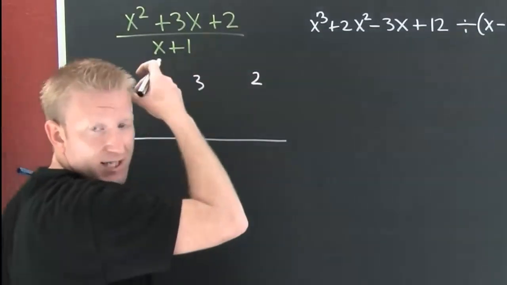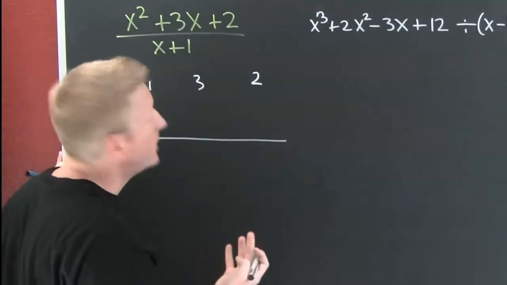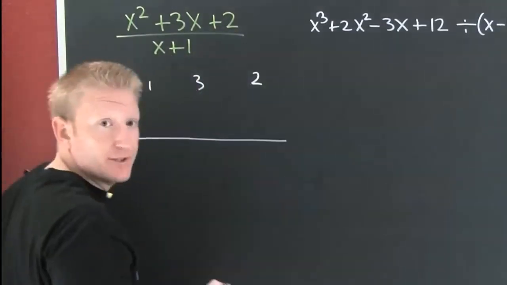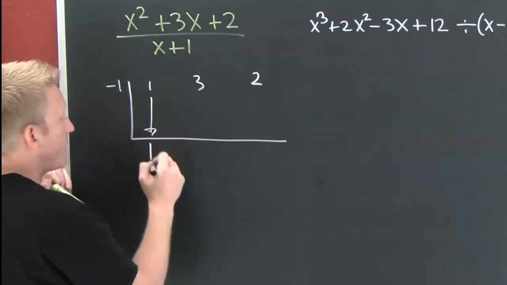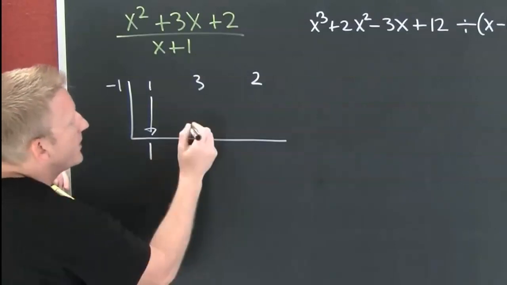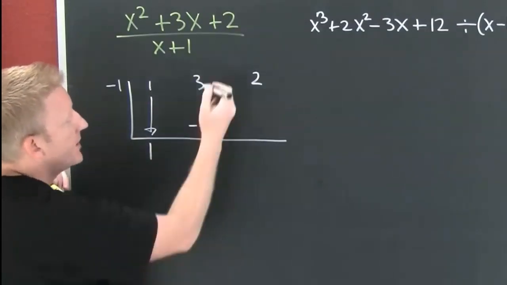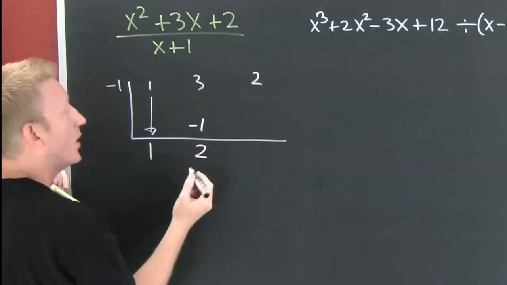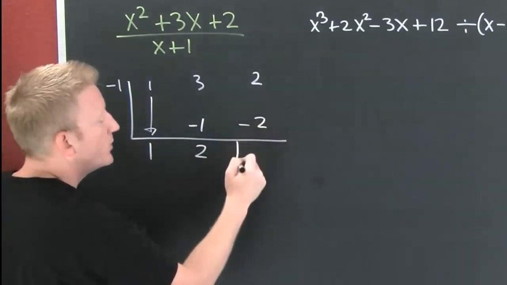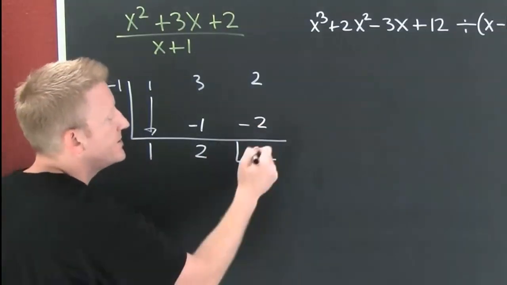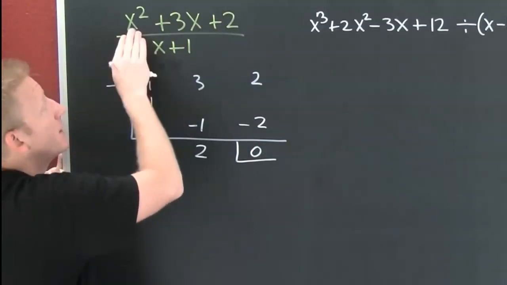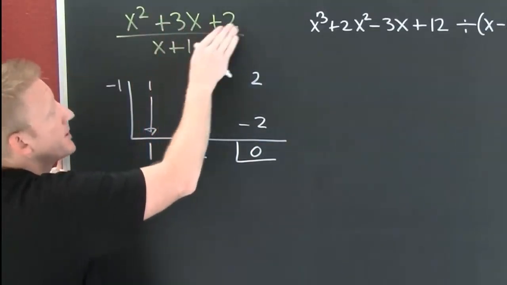This is actually long division without the actual variables, and we need our special linear factors. So what do I first do? Drop. Minus 1 times 1 gives me a minus 1. 3 minus 1 is 2. Minus 1 times 2 is a minus 2. And our remainder is 0. This means that x minus 1 is a factor of x squared plus 3x plus 2.